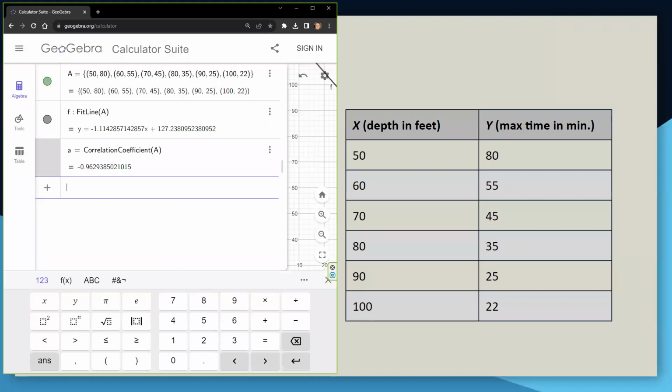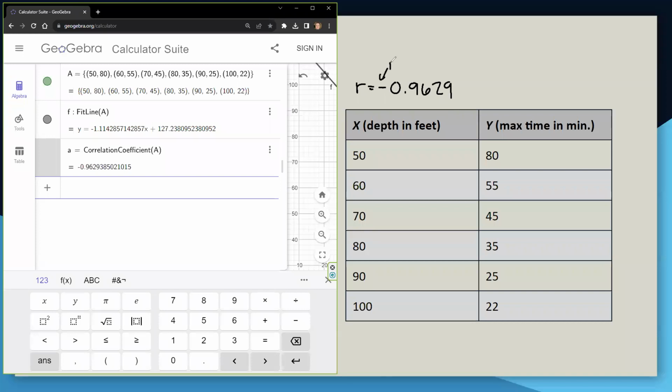And this one you'll see gives us a much bigger value. So here we get R is negative, but that decimal is bigger, 0.9629. So this is a much stronger linear relationship. The data is more closely packed around that line of best fit.